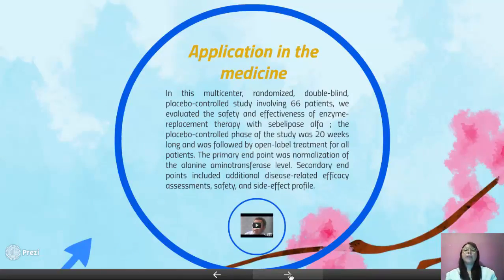This was a multicenter, randomized, double-blind, placebo-controlled study involving 66 patients, evaluating the safety and the efficacy of the enzyme replacement therapy sebelipase alfa. The placebo-controlled phase of the study was 20 weeks long, followed by open-label treatment for all the patients. The primary endpoint was normalization of alanine aminotransferase levels. The secondary endpoints included additional disease-related efficacy assessments, safety, and side effect profile.